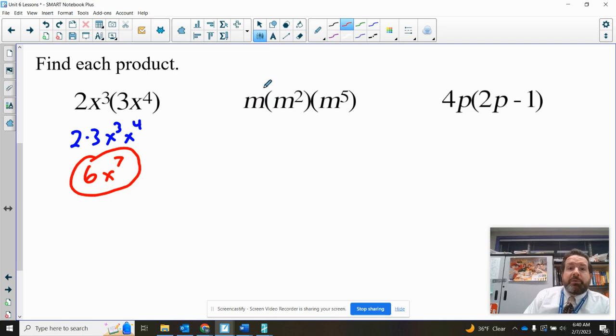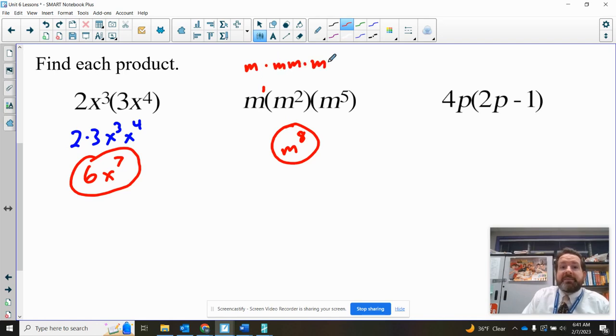With this one, don't forget this m in front is really m to the power of 1. So we've got an m from here times another 2 m's from here times 5 more m's, m, m, m, m, m. That's 1 plus 2 plus 5, 8 of them all together. And if ever you're feeling unsure, just write them out. M to the first times m to the second times m to the 5th. And then you can just count how many you have.